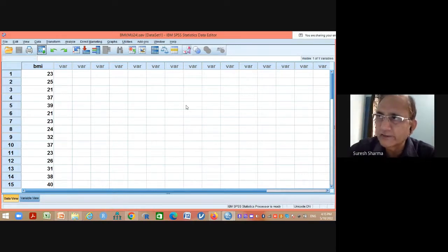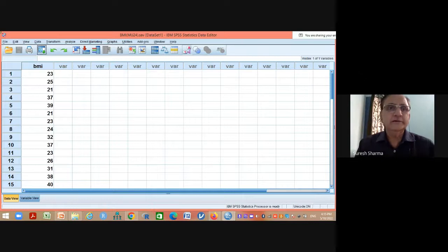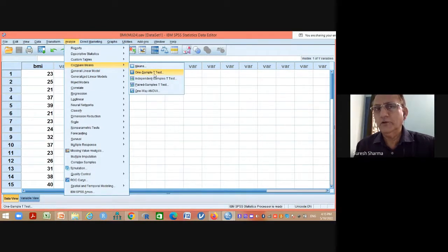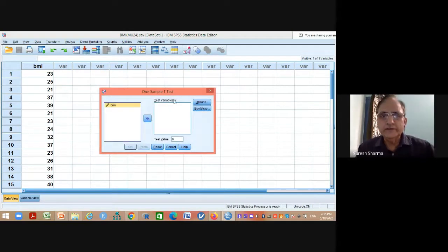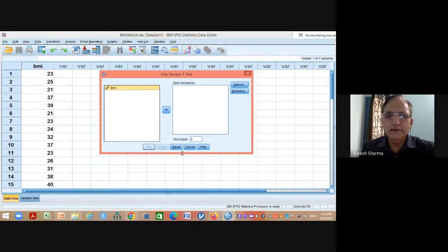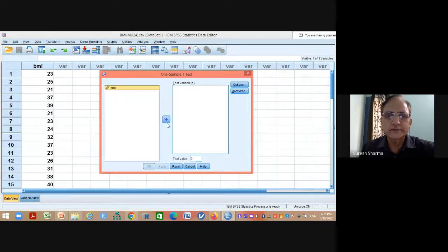So hopefully you have written the null hypothesis: mu is equal to 24, alternative mu not equal to 24. All right. So for this, we will apply t-test. Go to analysis, go to compare means, and in compare means, this is called one sample t-test because we have only one sample, BMI. It asks what your test variable is. Your test variable is BMI, so you shift this to this side.